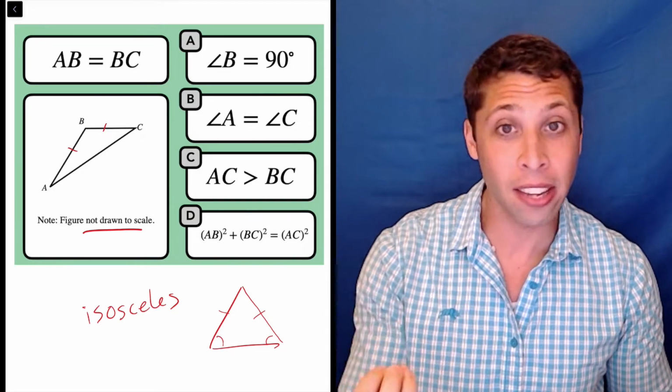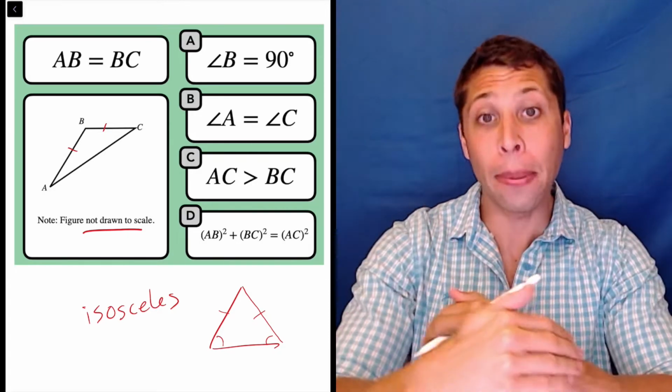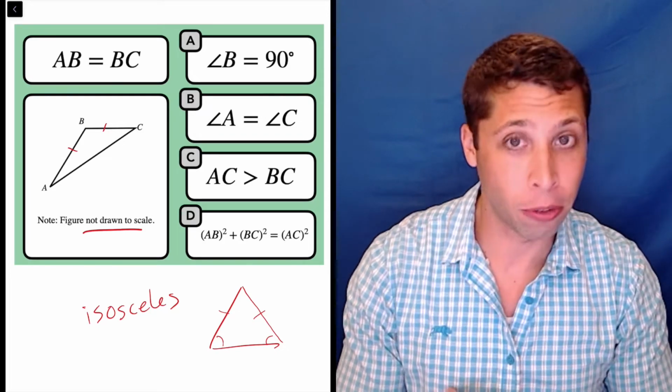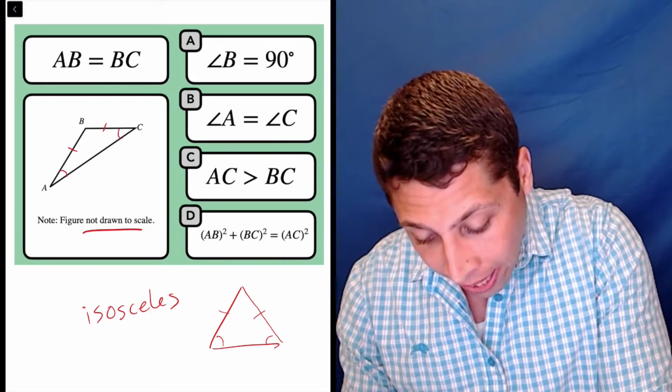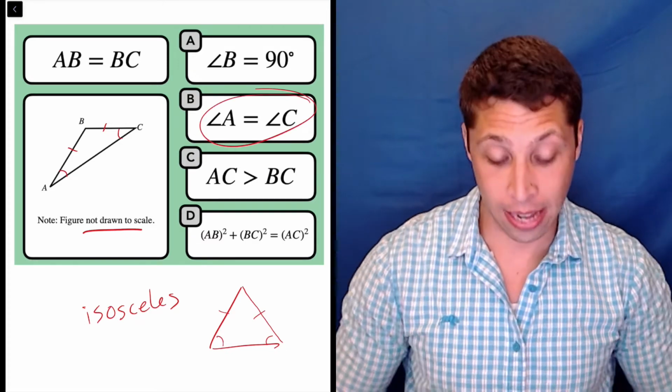So in this case, just using the isosceles triangle rule, the angles that are opposite those two congruent sides are also going to be congruent. So that means angle A and angle C are going to match each other, and that is choice B, and that is the answer here.